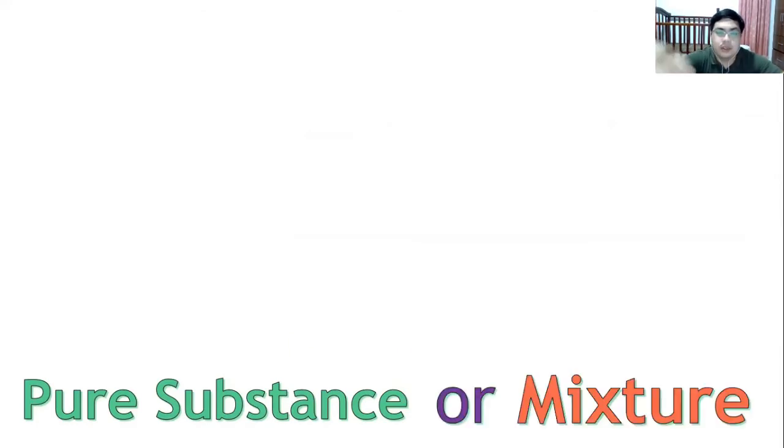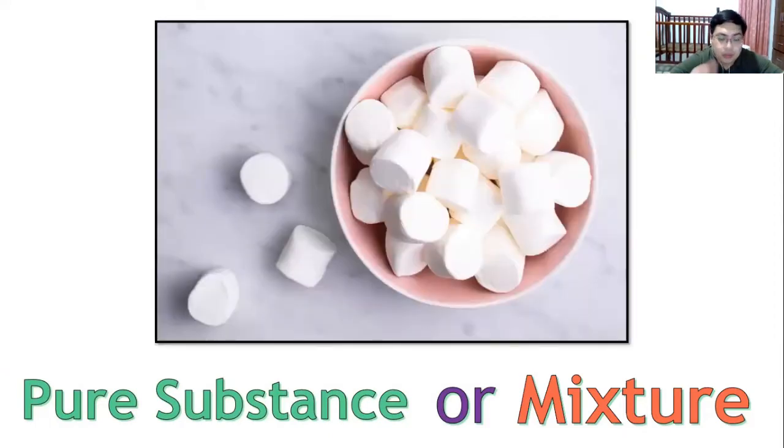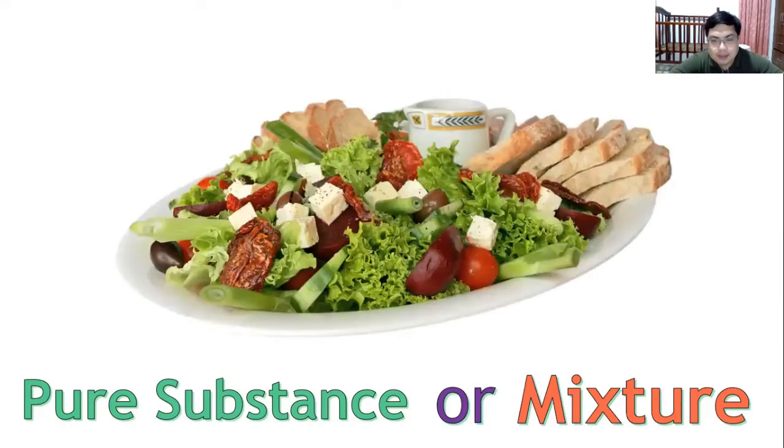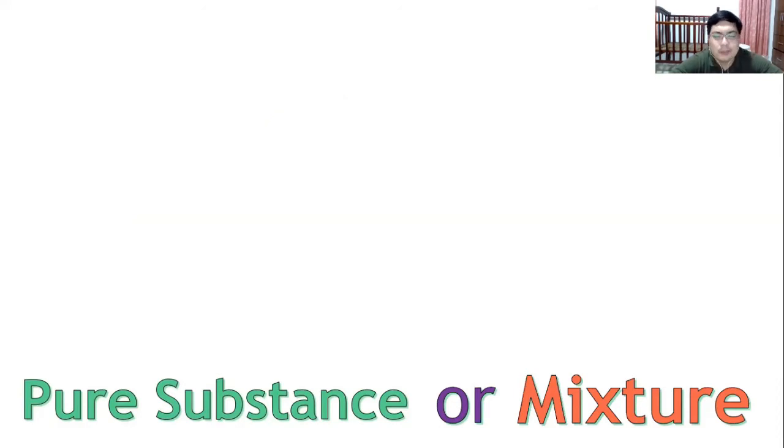I forgot to put the pages there, so it's page 37. So, marshmallows. What do you think they are? You may pause this video and try to write down your answer, or if it's live, just write your answer right away. This one would be, spoiler alert, a mixture. Again, this one, salad, very easy. That would be, of course, a mixture.